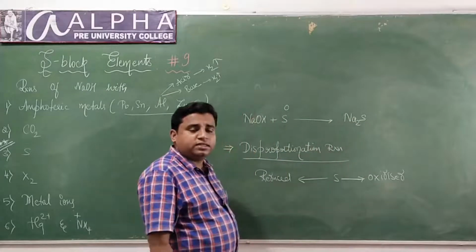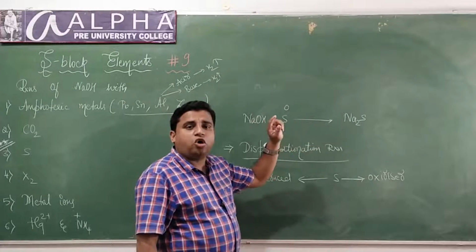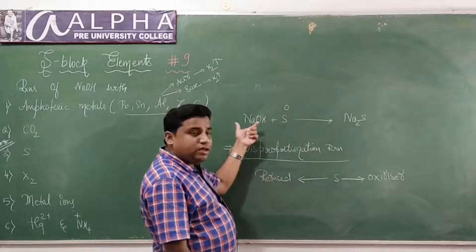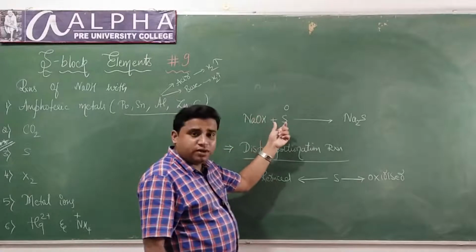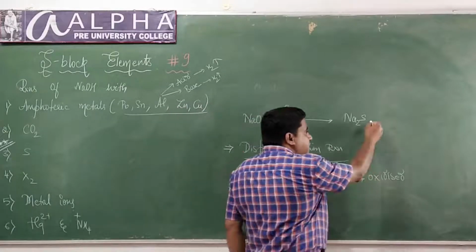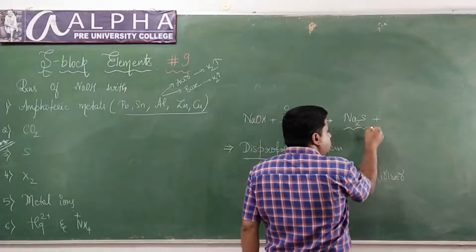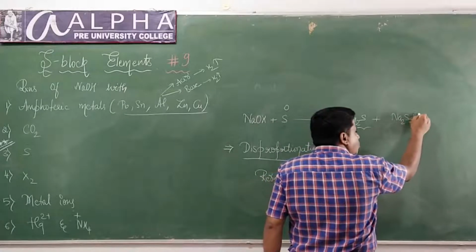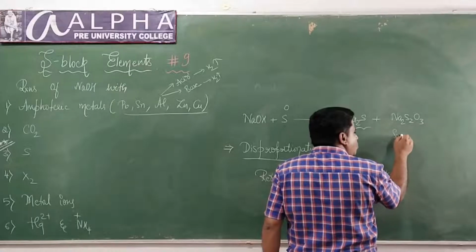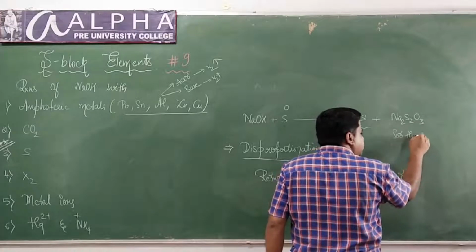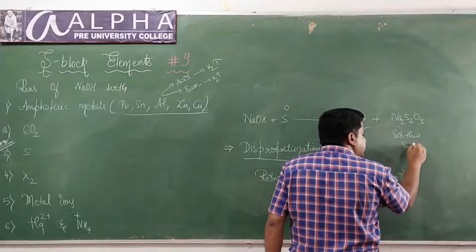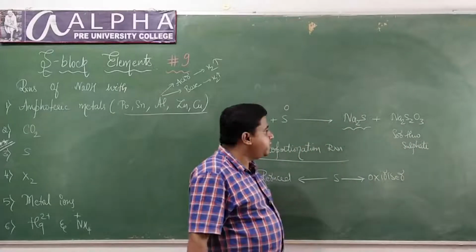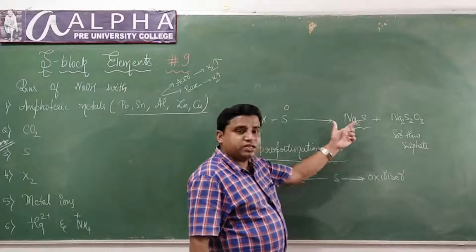Now, what are the products? That means you are supposed to write the oxidized form as well as the reduced form of sulfur. Whenever sodium hydroxide reacts with sulfur, it will form sodium sulfide plus Na2S2O3. This is called sodium thiosulfate. What is the oxidation state of sulfur here?